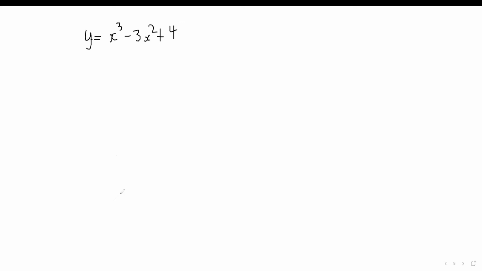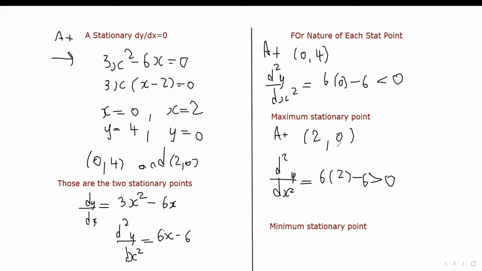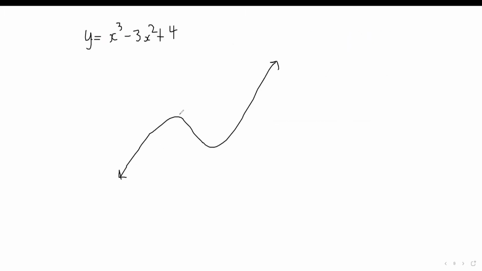So this is a cubic that looks something like this. This is the cubic function. All right, and the two stationary points, we already have them down here. It is 0, 4 and 2, 0. So this right here is 0, 4. And then this right here is 2, 0. All right, those are the stationary points.